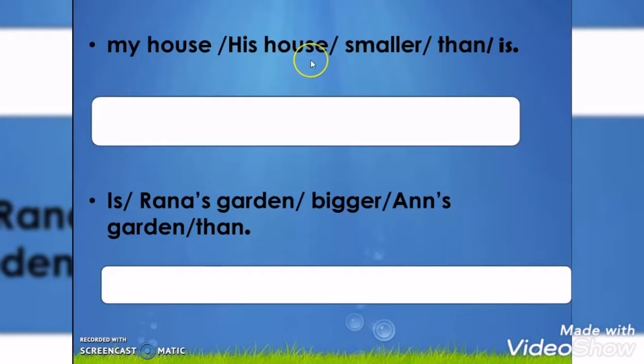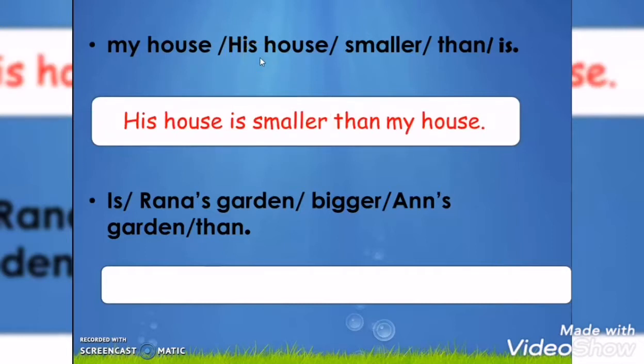Now I can say that both of them are correct, but here I write his in a capital letter, so we should start the sentence with a capital letter. So I will start with his house. His house is smaller than my house. So I'm comparing two houses or two things. The adjective word is small. What should I add for it? Because I'm comparing two things, I add er plus than.